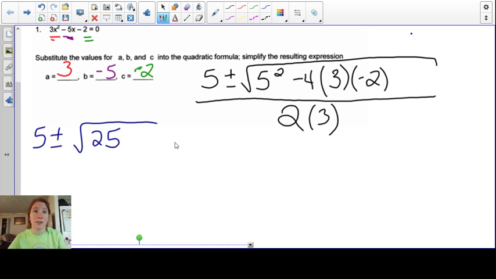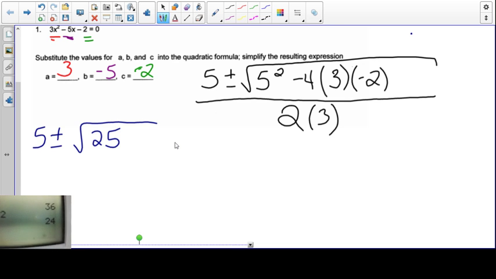In my calculator, I've got to turn it back on, I'm going to hit -4, because even though this is minus 4, it's essentially taking the sign in front of it, so it's -4 times 3 times -2. And that gives me a positive 24.